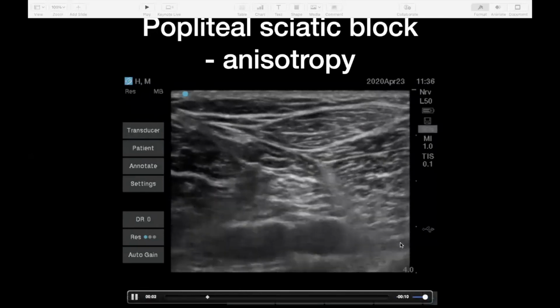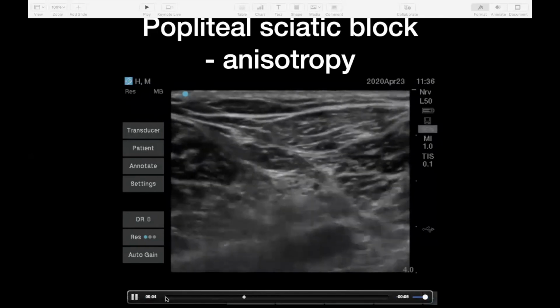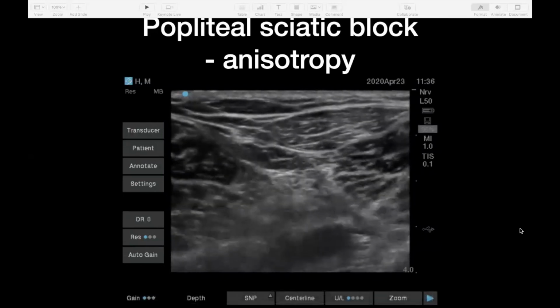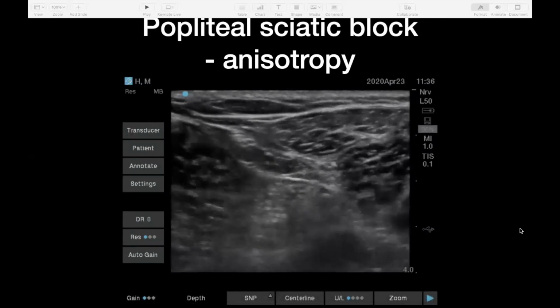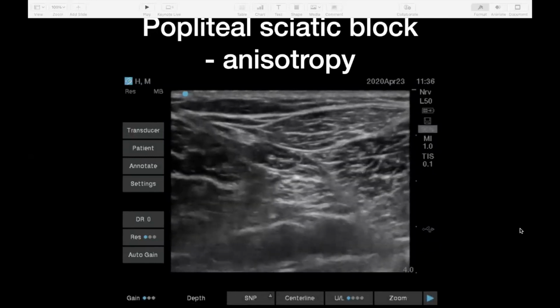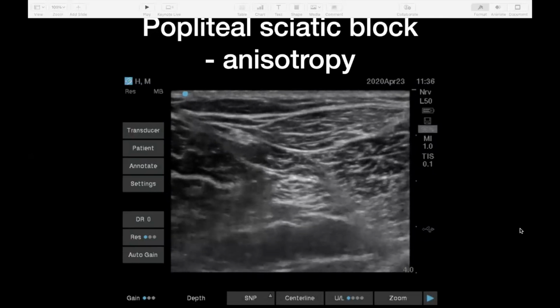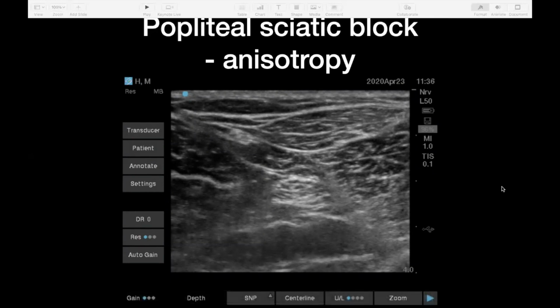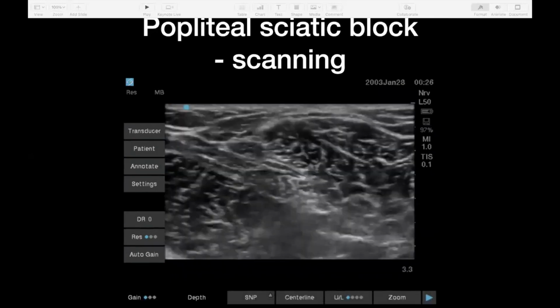So this is me just behind the knee, in the same position, but just changing the angle of the probe. You go from a nice crisp image, suddenly it all disappears and you think you can't see anything. Then change the angle slightly and you come back to this really crisp image of the nerve. So it can be worth playing with the angle of your probe to optimize your image. There's a video of scanning the nerve.